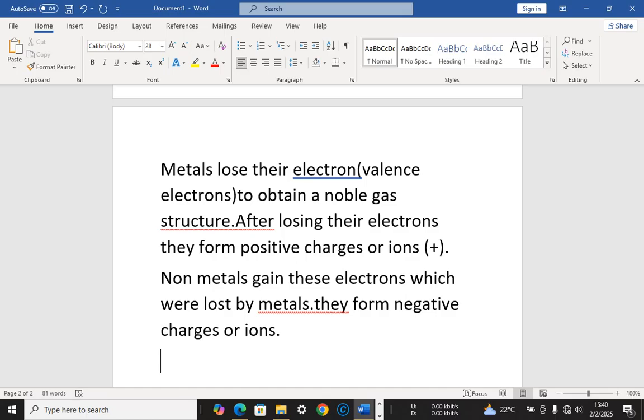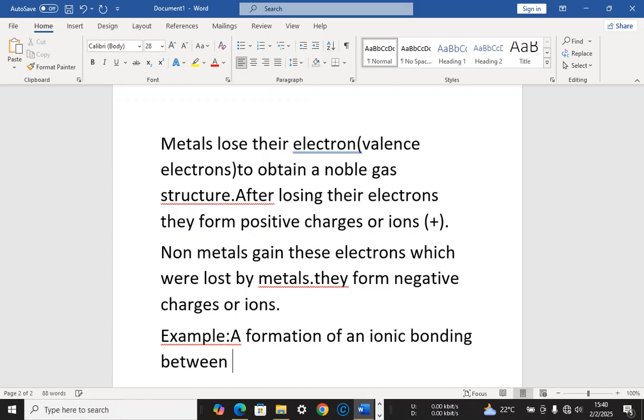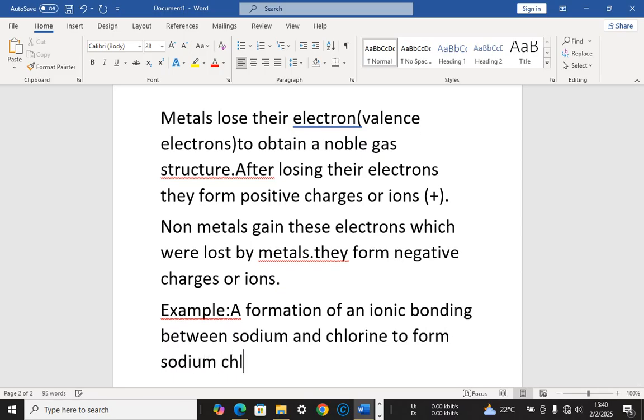Now an example that we shall be looking at is the formation of an ionic bonding between sodium and chlorine, to form sodium chloride. So this is an example we shall look at.